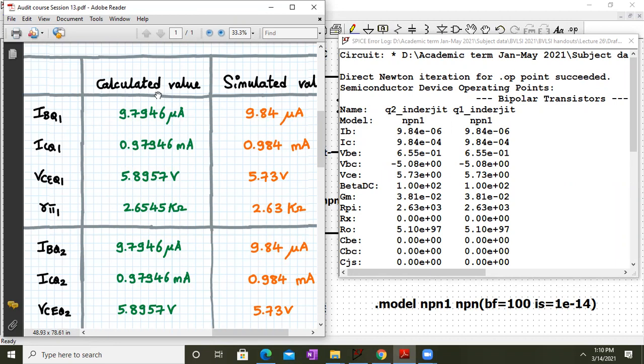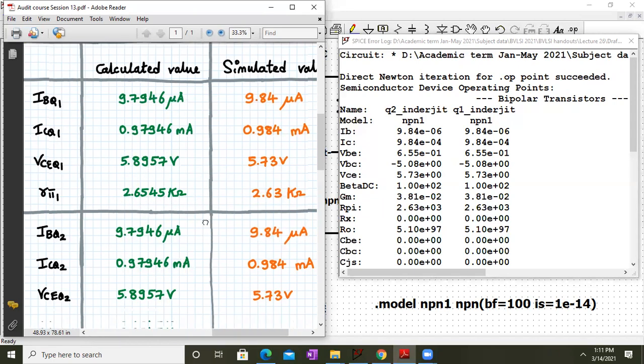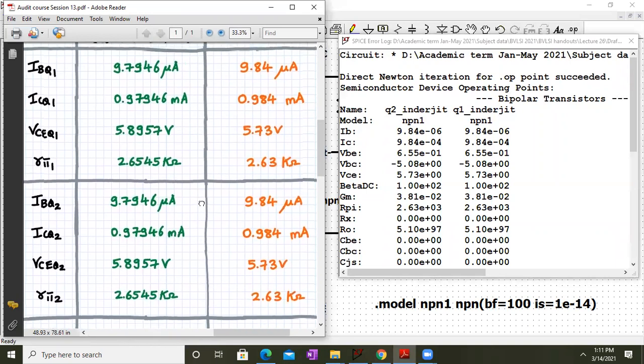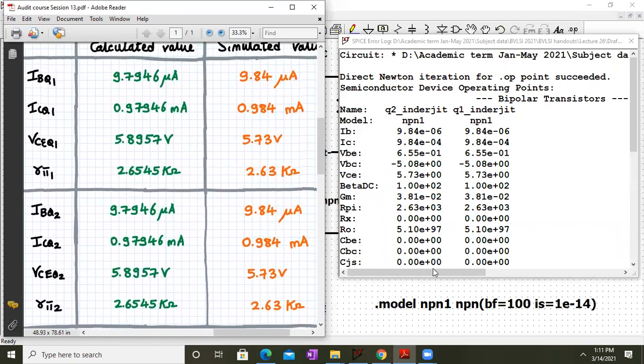That's quite close. The IC1 or IC2 value is the same, and its value is 0.984 milliamperes, and by calculation its value is 0.97946 milliamperes. VCE is 5.73 volts, and by calculation it is 5.89 volts. That's okay because it's a BJT. So the r-pi value is 2.63 by simulation, and by calculation it is 2.65. As you can see, both the stages' parameters are exactly the same.